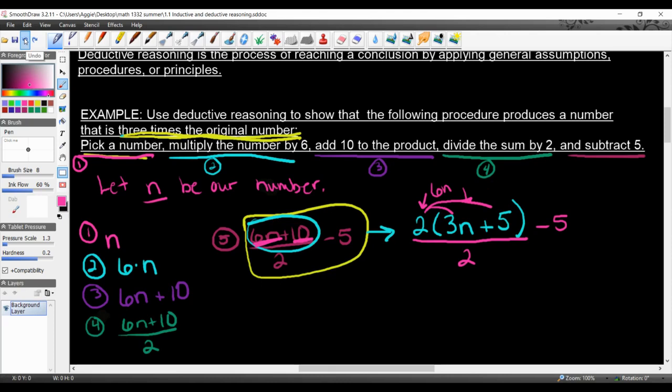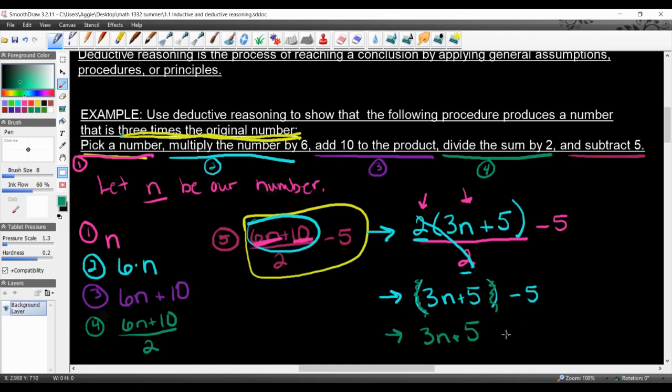So let me get rid of that because I don't really want to see that right now. Anyway, this is what we have next. Now, if you notice, we have a 2 on the top and a 2 on the bottom. So 2 divided by 2 is 1, which means I can cross that out. So I'm left with 3n plus 5, and I still have that minus 5 on the outside. Since I don't have any more multiplication or anything else going on here, I can get rid of these parentheses. And I'm left with 3n plus 5 minus 5.